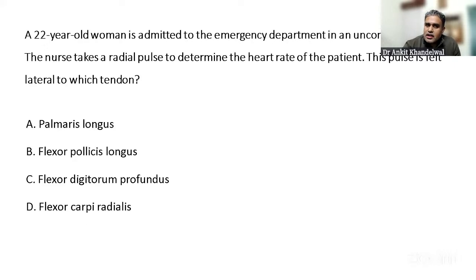A 22-year-old lady is admitted to the emergency in an unconscious state. The nurse takes a radial pulse to determine the heart rate of the patient. This pulse is felt lateral to which tendon? Radial artery pulse, radial pulse, very common. Over here, anatomically, they're asking you that this pulse is lateral to which tendon? Options here are palmaris longus, FPL, flexor digitorum profundus, and FCR or flexor carpi radialis.